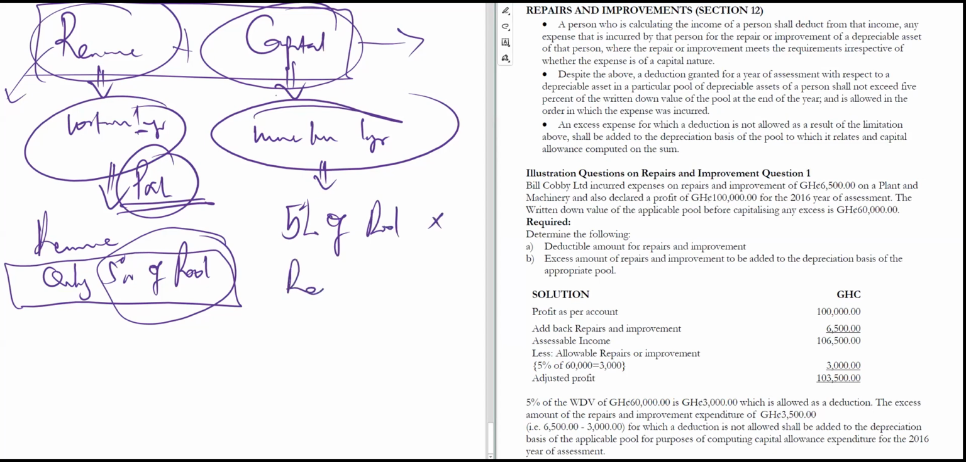Compared to the repairs that you charged in your account, that excess repairs shall be added to the pool and granted capital allowance. So it's like the law uses this to split how much can be deducted and how much can be added as a capital allowance expenditure. Okay, and this is an anti-avoidance rule to make sure that people do not deduct more than 5% of their repairs and maintenance or repairs and improvement expenses as revenue expenditure. I hope that is understood.